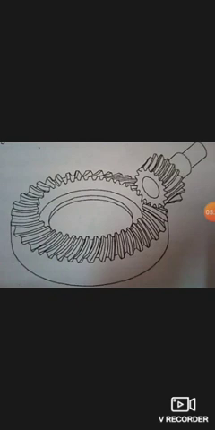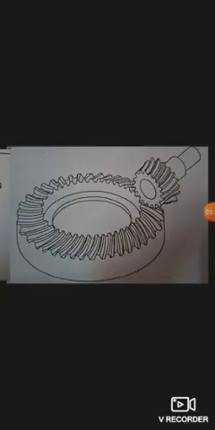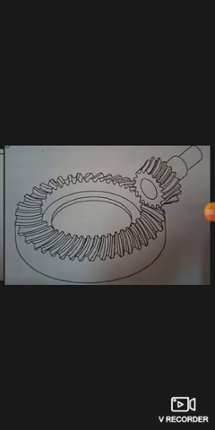See this one. This one is a hypoid gear. This is the same as the bevel gear, but the teeth cut on the head of the cone are in bevel shape and at an angle. That's why it gives a smooth running with less noise. That's why this is called a hypoid gear.